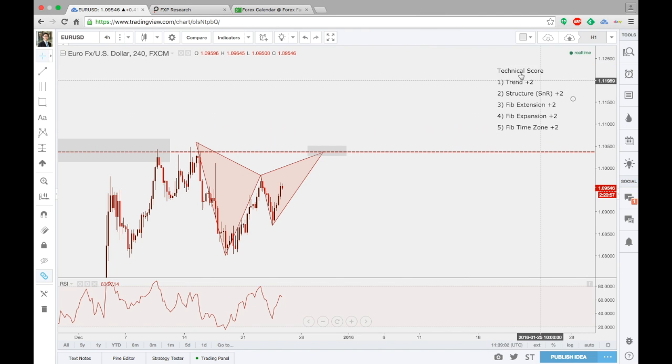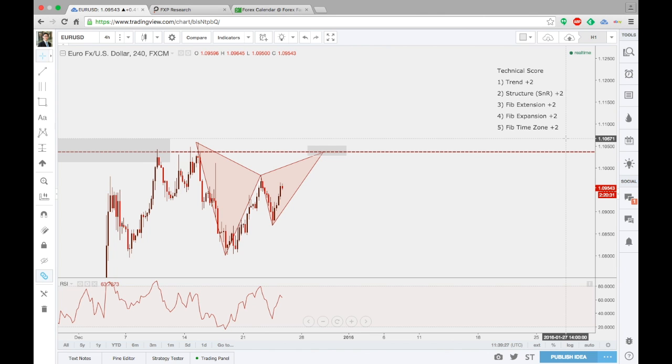If you add all the technical scores together, in terms of maximum points, you have a maximum of 10 points. Then that's where you can set certain rules for yourself. For example, if you're very conservative, you might want to have a minimum of 7 points and above before you take that trade. Or if you're more aggressive, you can set it so that as long as you have 5 points, you will take that pattern.